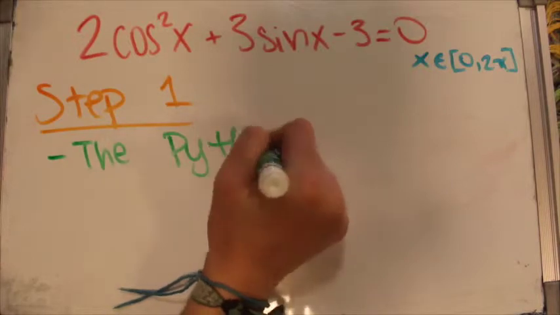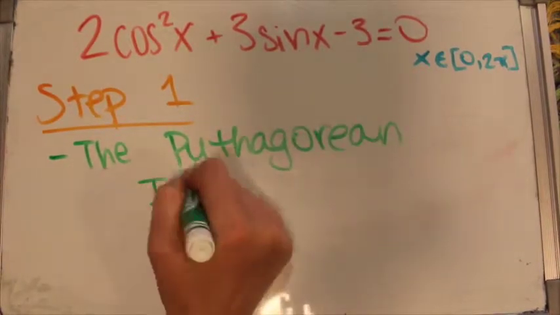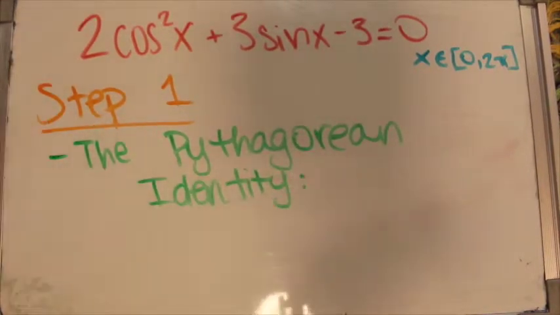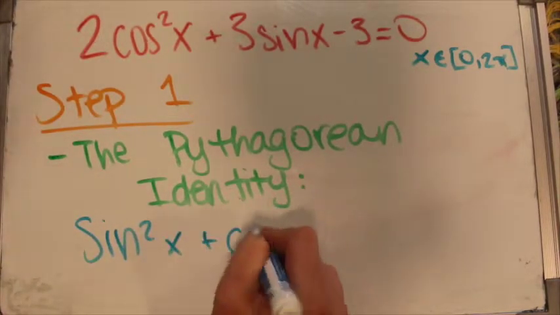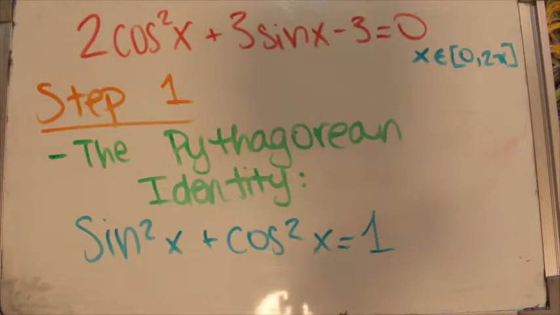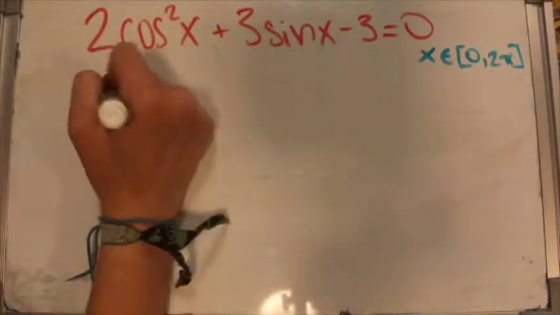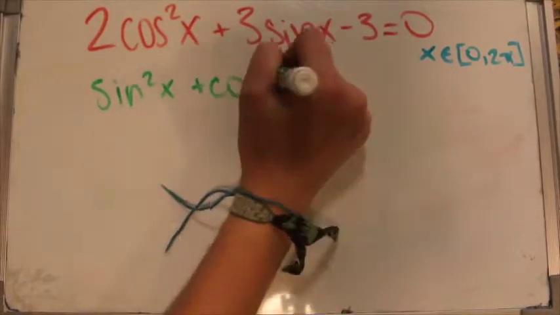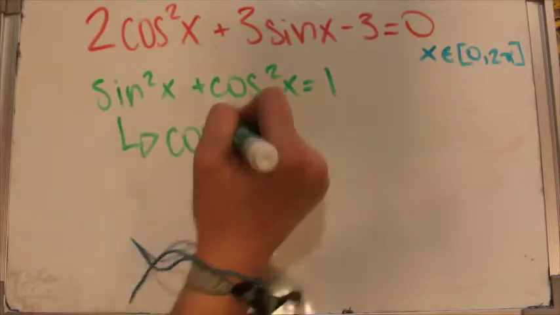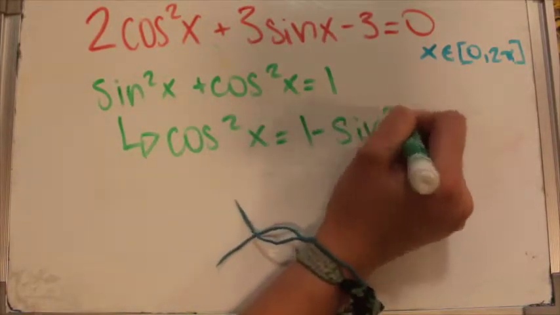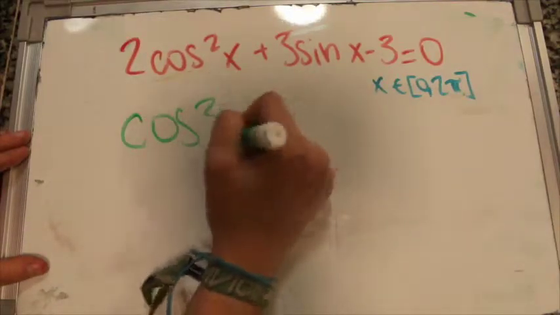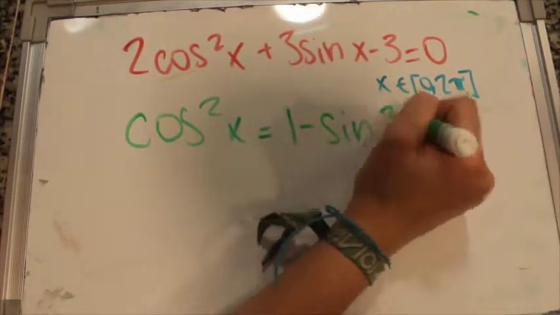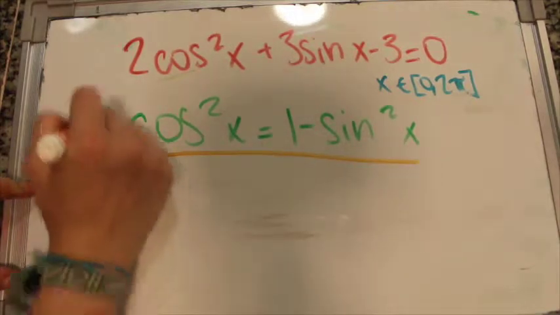We can use the Pythagorean identity because we have a cosine squared x. The Pythagorean identity states that sine squared x plus cosine squared x is equal to 1. Therefore, we can turn our cosine squared x into 1 minus sine squared x. And now we can substitute our simplified cosine squared x value into our equation.